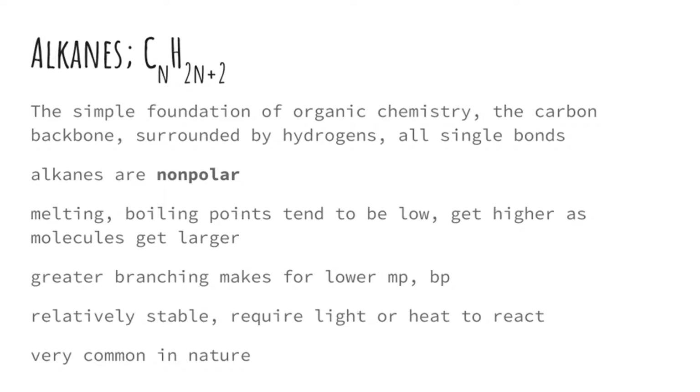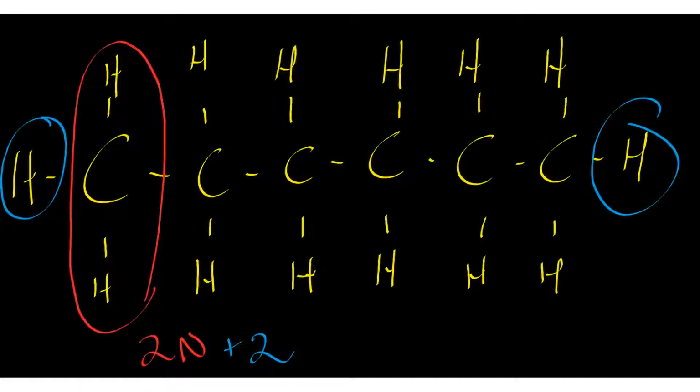Alright, the simplest possible organic molecule is an alkane, CnH2n+2. It's just a carbon chain, a carbon backbone, with nothing but hydrogens on it, completely saturated, as it's called. This is the foundation of organic chemistry. All organic molecules are built on these carbon chains.